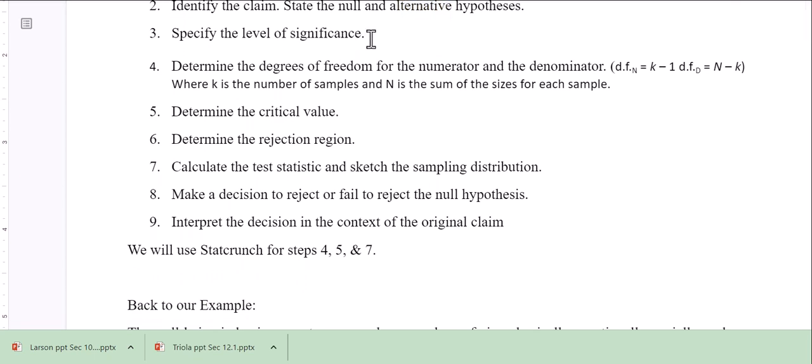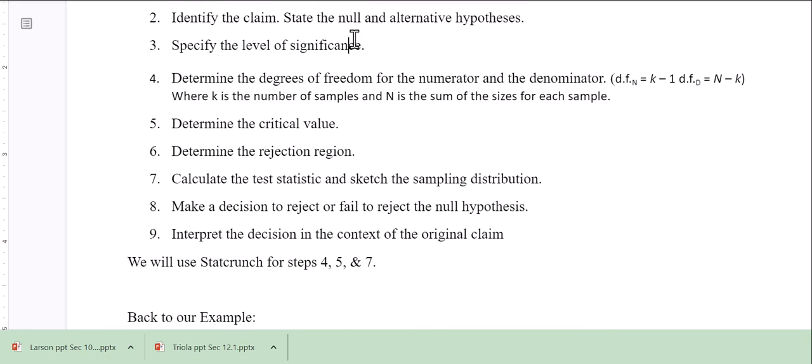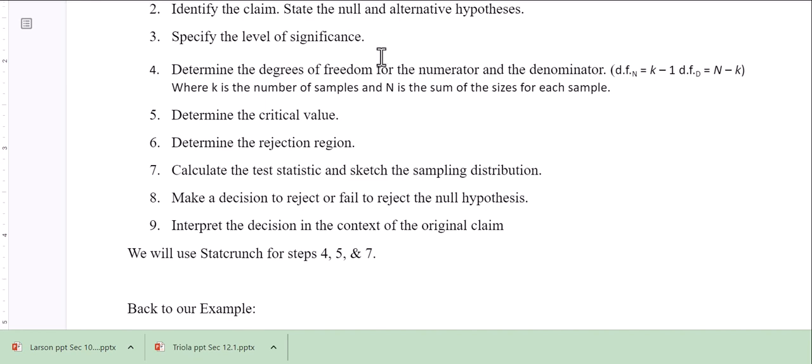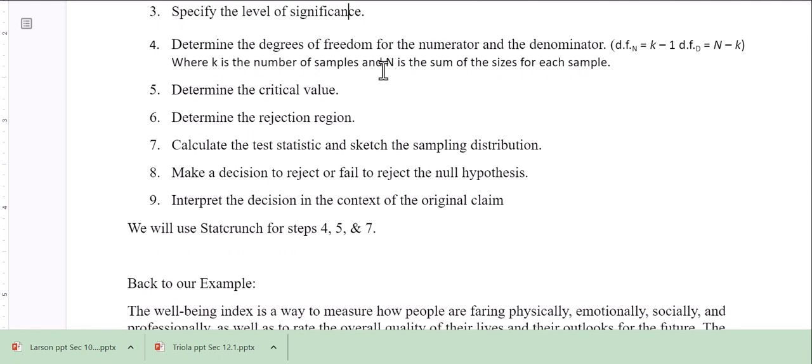Specify the level of significance. This will always be given to you if you're doing a test or a homework, but for your semester project, you are creating your own study, so you need to decide the level of significance that you are going to use. The standard is the 5% level of significance, but you can choose whichever level of significance you want.